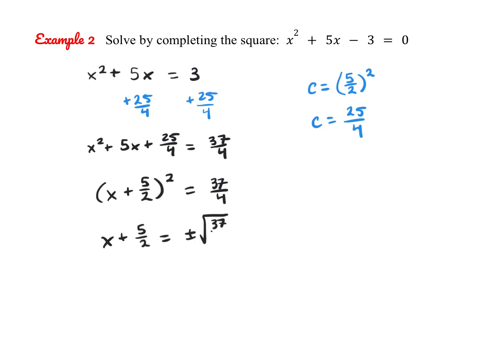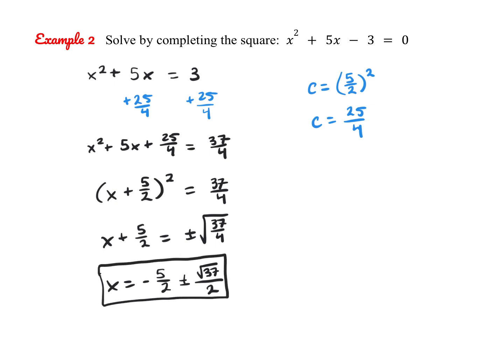Remember, I'm taking the square root of the numerator and the denominator. Then I'm going to finish solving for x by subtracting 5 halves, and then I am going to simplify whatever I can. Luckily, my denominator is a perfect square, and the square root of 37 cannot be simplified, so I'm left with plus or minus the square root of 37 over 2. So you can write your answer like this.